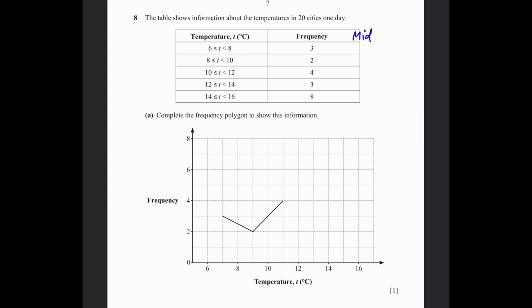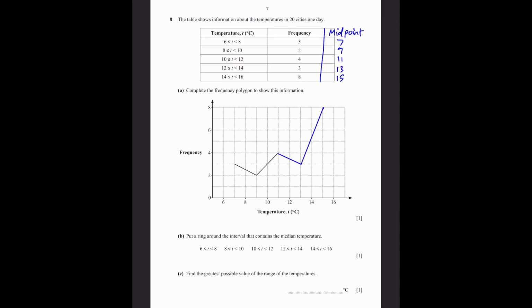So we'll write the midpoint column, make it here, 7, 9, 11, 13, and 15. And now we can use those midpoints, last two, and the frequencies. So midpoint 13, frequency is 3, the point will be there. Midpoint is 15, frequency is 8, goes up there. Now we can just connect it using two lines. That's the answer. B, draw a ring around the interval that contains the median temperature.